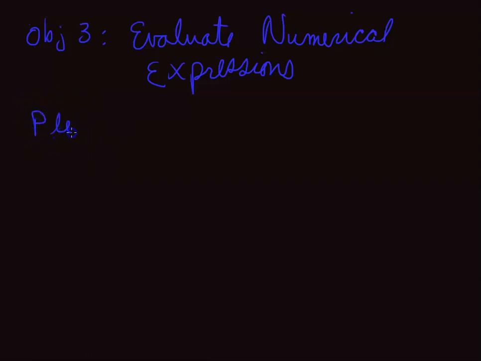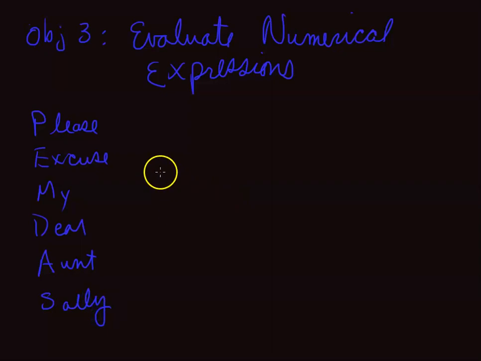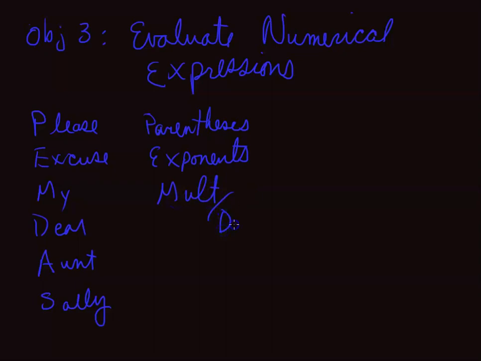So if you remember, Please Excuse My Dear Aunt Sally. It's not so bad. That's pretty good to remember. The P stands for powers, parentheses. The E is exponents. The M is multiplication and also division for the D.